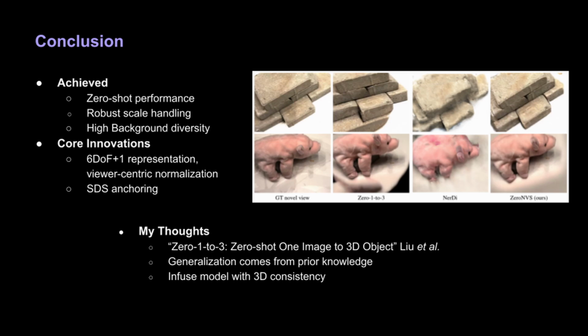In my opinion, this paper can be considered as a direct extension over the prior work, 0123. We can see the zero-shot generalization ability coming from prior knowledge obtained from training on extensive mixture of datasets. It also brings up the question of how do we infuse model with 3D consistency in the novel view synthesis tasks. That's it for today.